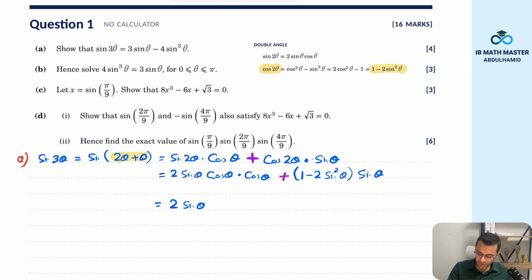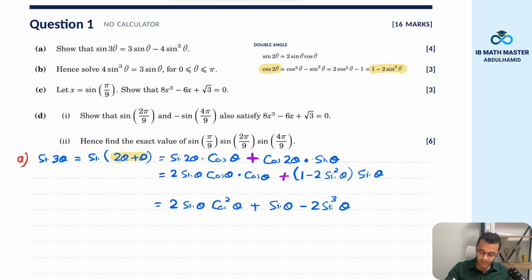Now this could be written like this: 2 sine, and as you see, cosine times cosine will be just cosine squared theta, plus, here we'll expand the bracket. I multiply 1 by sine, which is sine, then 2 sine squared by sine, which will be 2 sine cubed. So here, 1 multiplied by sine, 2 sine squared by sine will be 2 sine cubed theta.